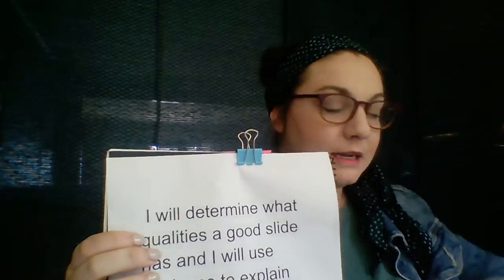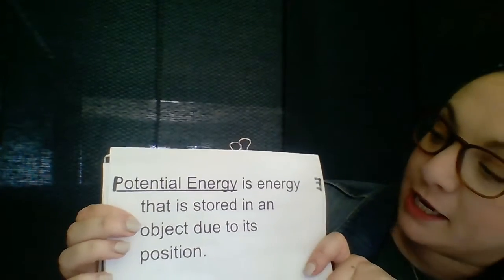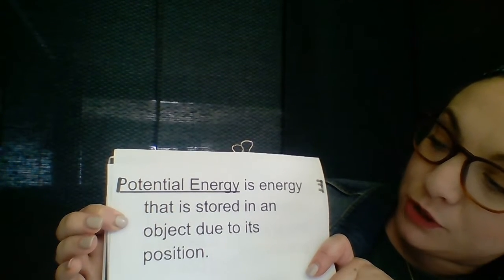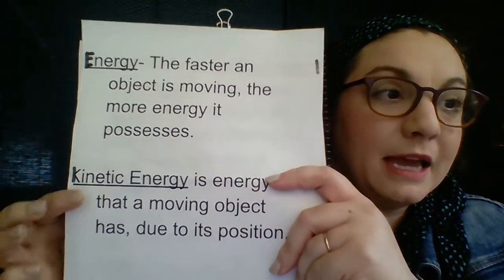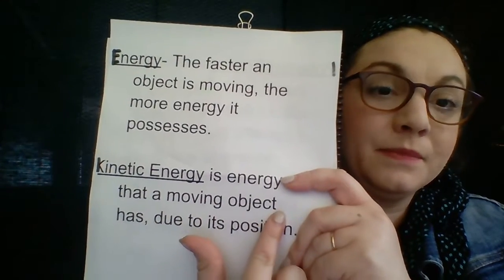And finally, potential energy. Potential energy is energy that is stored in an object due to its position. The main difference between potential and kinetic energy is that kinetic energy talks about a moving object, and potential energy is an object where its position is, where it is not moving. Sometimes an object will stop moving, but just for a little bitty second. That would still be potential energy.